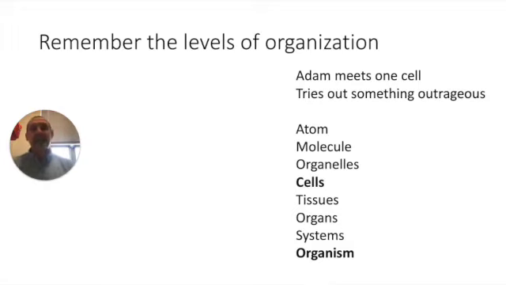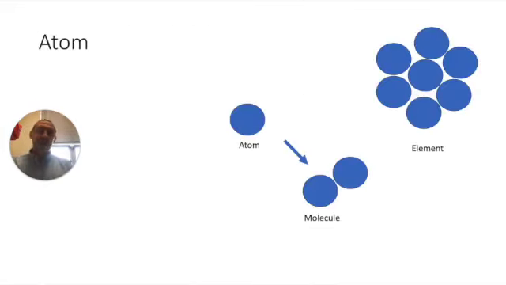Living things have smaller parts that make up larger parts. And a mnemonic to help you remember this is "atom meets one cell, tries out something outrageous." So if you can come up with a good mnemonic like that, that'd be great. But the idea is that atoms make up molecules, molecules make up organelles, organelles make up cells, cells make up tissues, tissues make up organs, organs make up systems, and systems make up the whole organism. Cells and organisms I have highlighted here because that's where we can find life. Like cells are living and organisms are living, but tissues are not. Like if you took a tissue or an organ and you put it on a plate, it would not be alive.